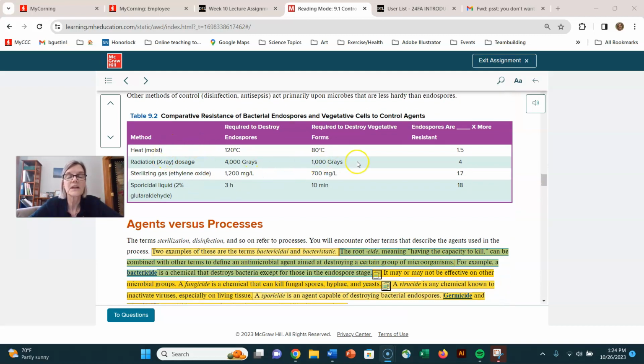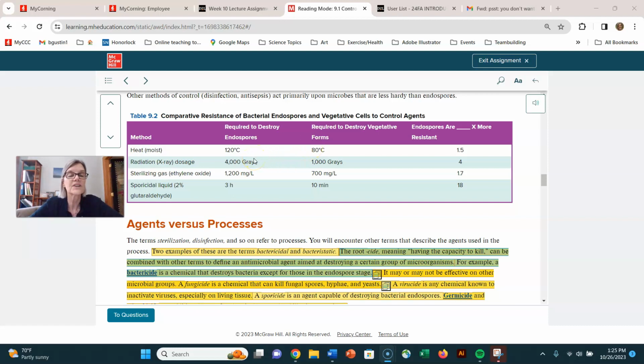Here's just a table comparing what's required to destroy endospores versus vegetative cells. Remember, vegetative cells are the actively growing cells. So it says moist heat at 120 degrees Celsius, for about 20 minutes, is able to kill endospores. And remember, 100 degrees is boiling. To kill an actively growing cell that's not making endospores, it's about 80 degrees Celsius.